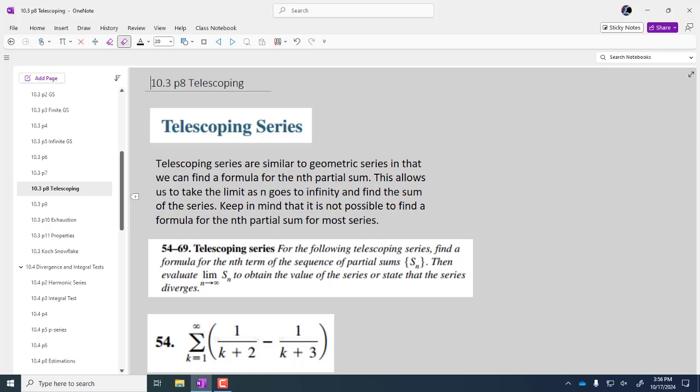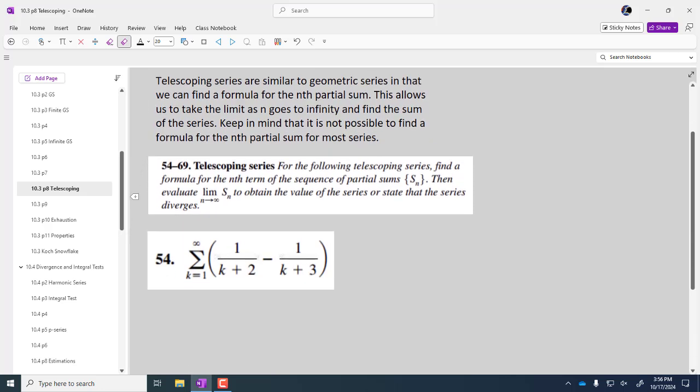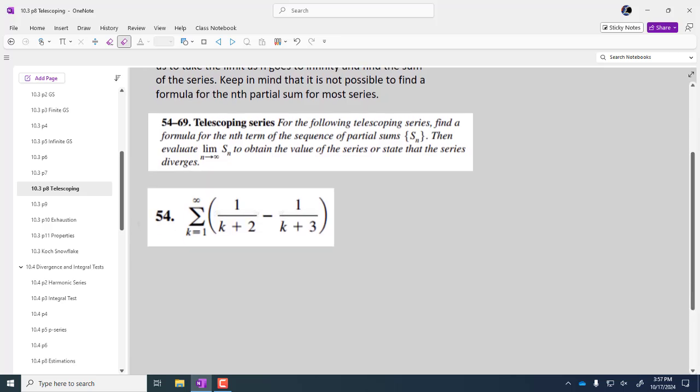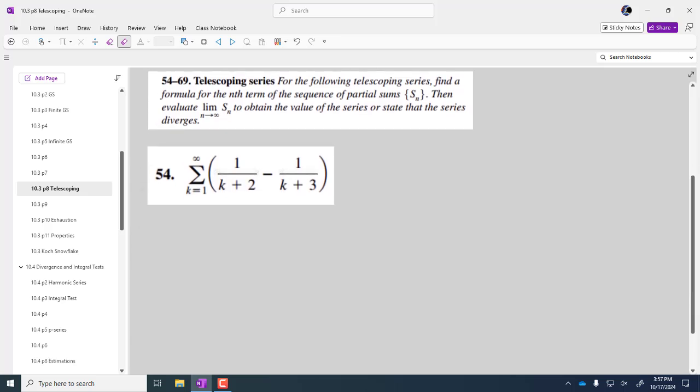Telescoping series are going to incorporate some stuff that we've done in the past. There is one commonality with geometric, and that is that we can find S sub n. In this class, this is the only other category of series that we can find S sub n for. So geometric and telescoping are the only two for which we can find S sub n. That looks like partial fraction decomp almost. It sure does. We will definitely be doing PFD in this section.